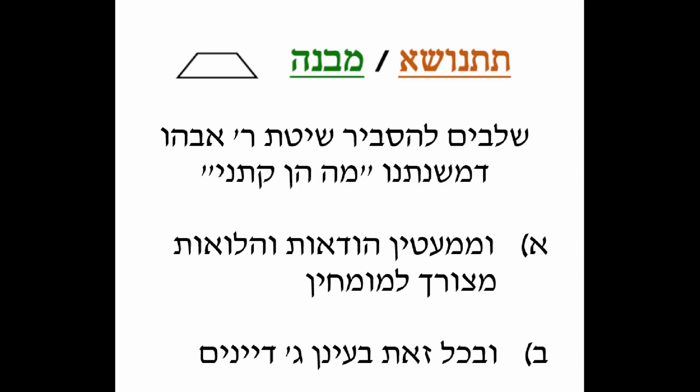So, point Aleph, Umematim hoidois v'avolos mitzorech lemumchin. We will be saying in the Gemara's discussion that our intention of excluding hoidos v'avolos will be to exclude them from the necessity of having professional or expert judges. Point Beis ubecholzois bo'inon gimel dayonim. But we still, nevertheless, do require for hoidos v'avolos 3.